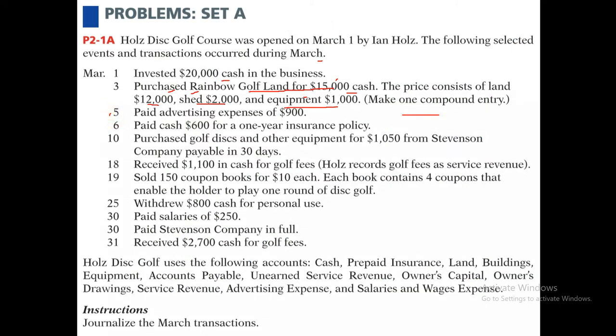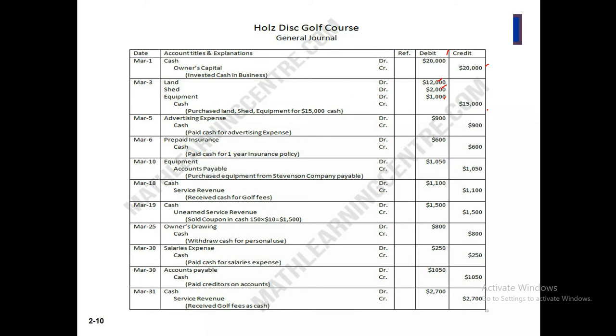March 5, paid advertising expenses 9,000. For this advertising expense, all expenses increase with a debit. So advertising expense is debit and cash is credit. This is the debit side and this is the credit side, and the cash credit is this figure.